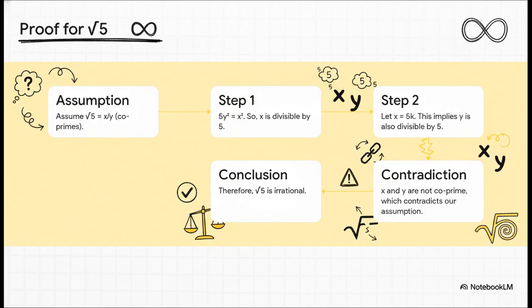And if x squared is divisible by 5, well then x itself must be too. So let's replace x with 5k to show it's a multiple of 5. Now our equation is 5k squared equals 5y squared, which simplifies to y squared equals 5k squared. But wait a second, look, this means y squared is also divisible by 5, which means y is too. And there it is, that's the contradiction. We started by assuming x and y had no common factors, but our own logic just proved they're both divisible by 5. Our initial assumption created an impossible result, so it has to be false. Therefore, the square root of 5 must be irrational.